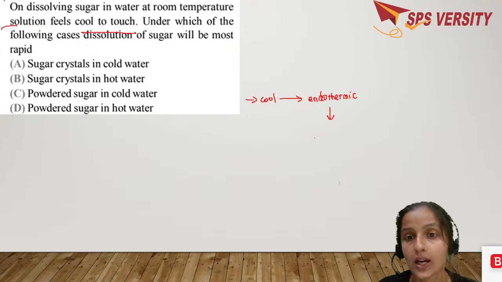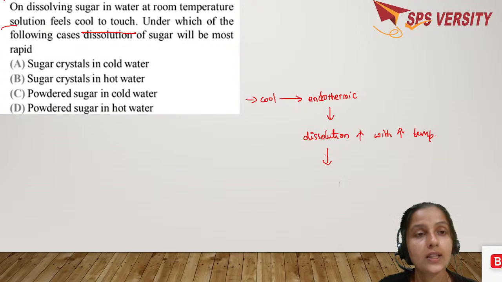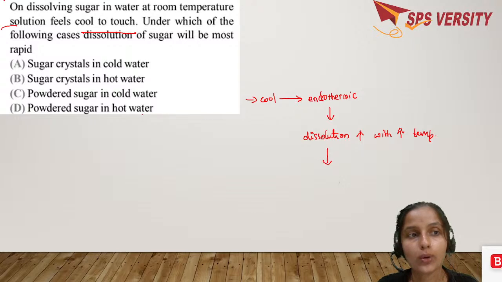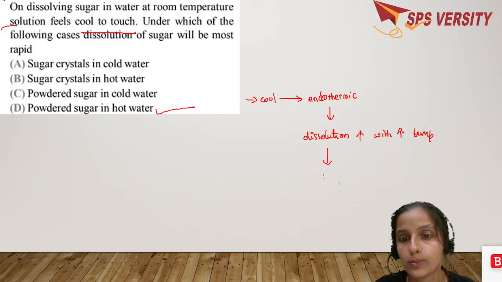In case of an endothermic reaction, dissolution increases with increase in temperature. The forward reaction is favored according to Le Chatelier's principle. Now what are you going to take? The dissolution should be maximum, so you have to increase the temperature. So it should be either option B or C, powdered sugar in hot water or sugar crystals in hot water. But again, you remember powdered sugar dissolves easily, so it should be the powdered one.